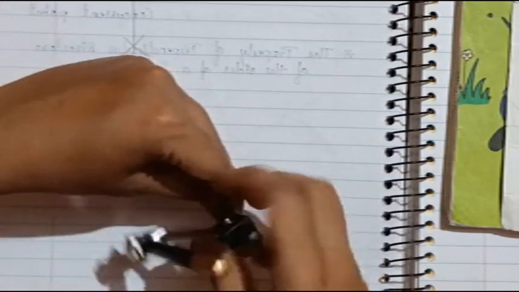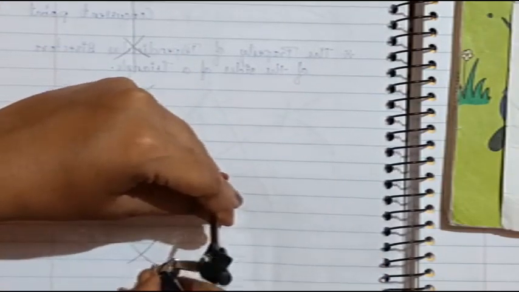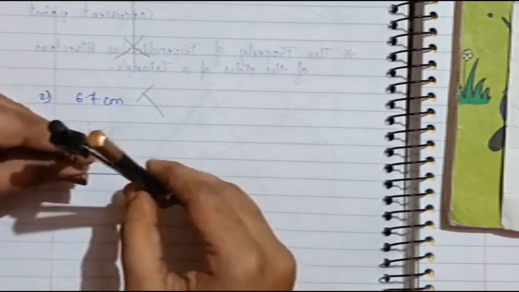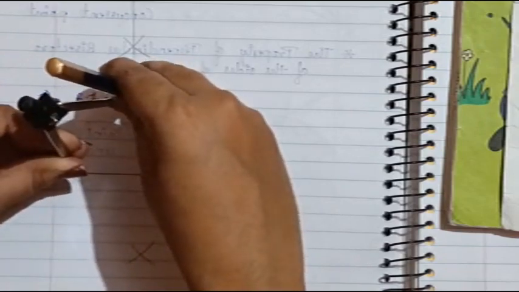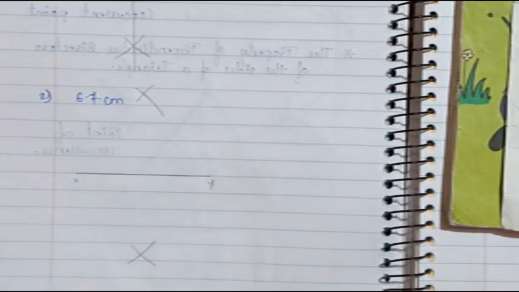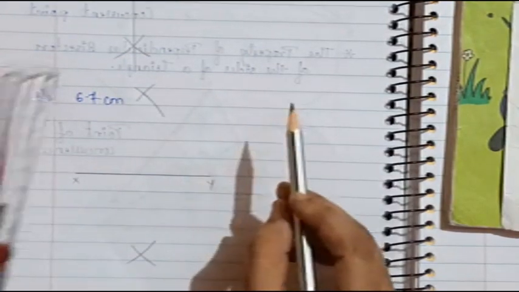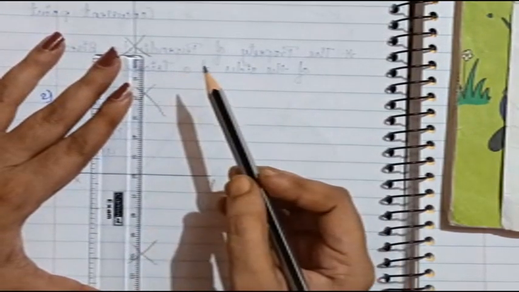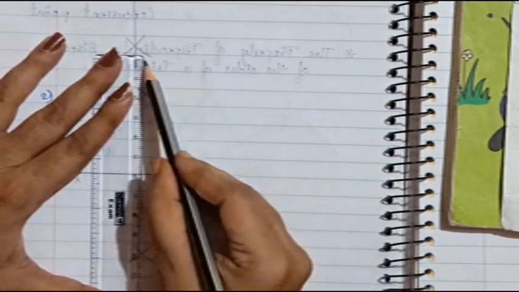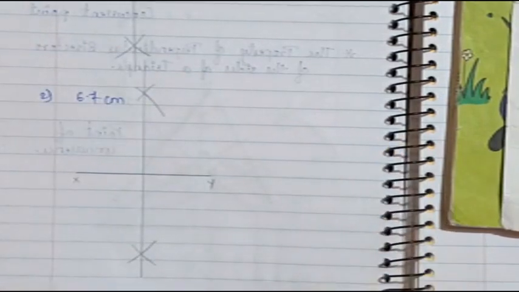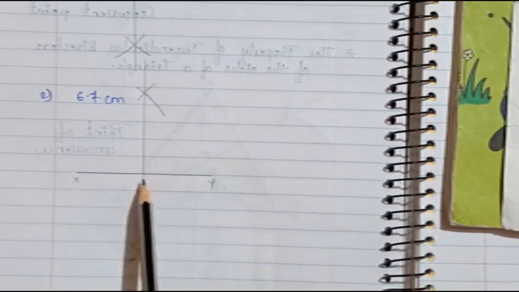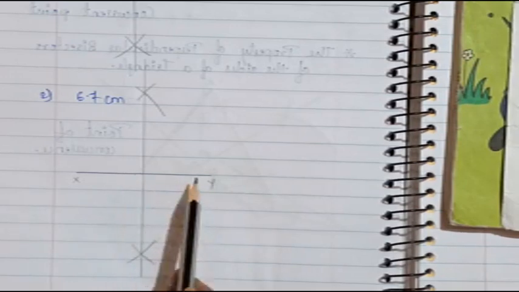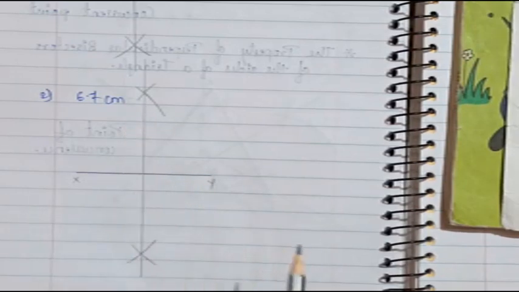another arc. Now this arc I will enlarge little bit. Okay, now we will draw a perpendicular line. Okay, I have drawn a perpendicular line and now this line segment is divided into two parts with the help of a perpendicular bisector. Okay, now we will solve the third one.